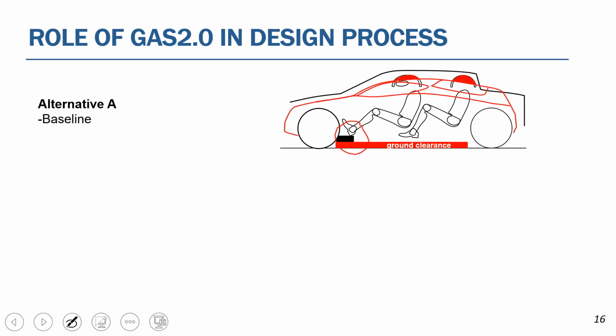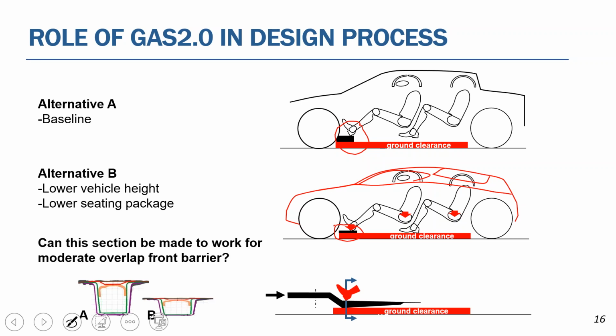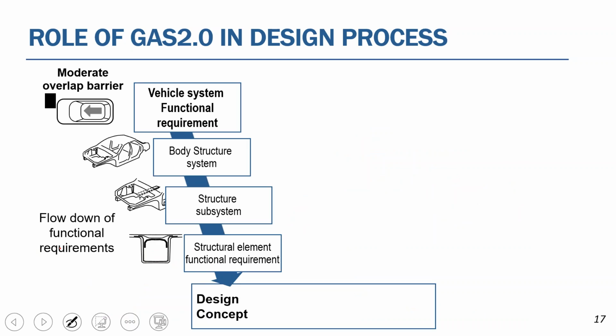And here's the proposed design from maybe a product planning group. What that does is lower the seating package and really takes a lot of space out of that. And so we're confronted with these kinds of situations a lot. Basically, the question is, can this section that fits through this space be made to work? We're just going to arbitrarily say it's for the moderate overlap front barrier, the 40% overlap barrier. So how do we attack this problem?